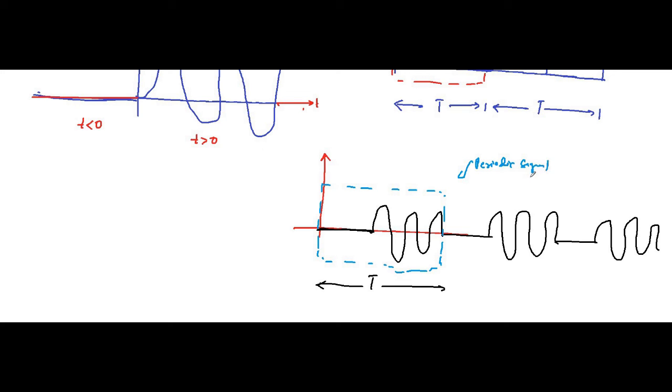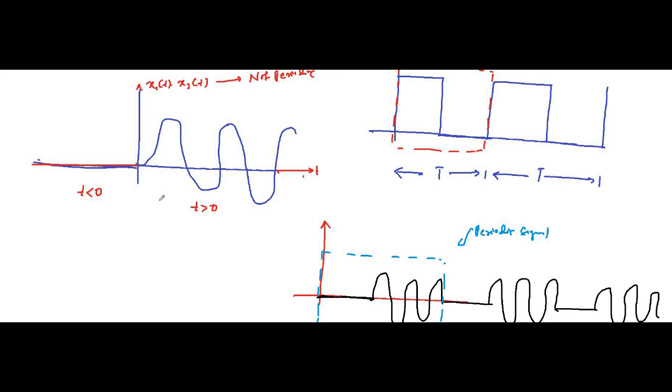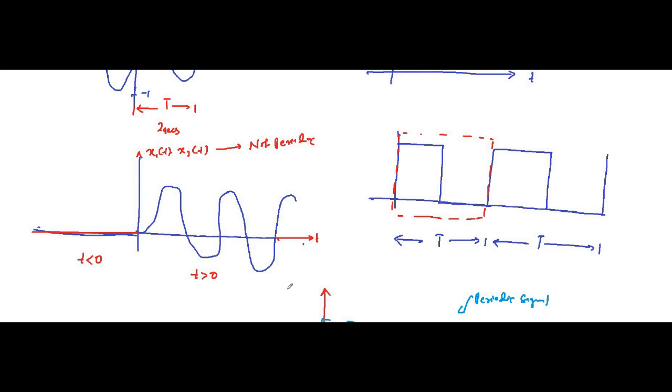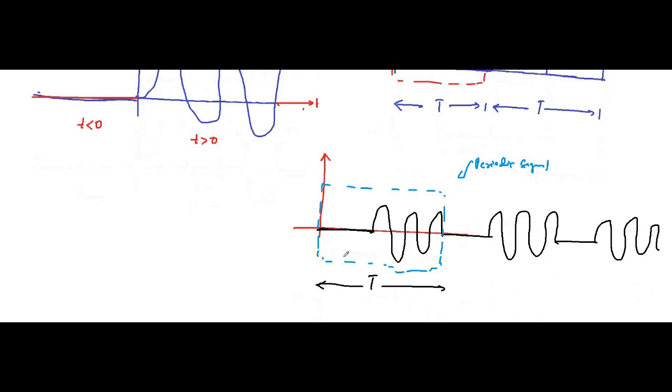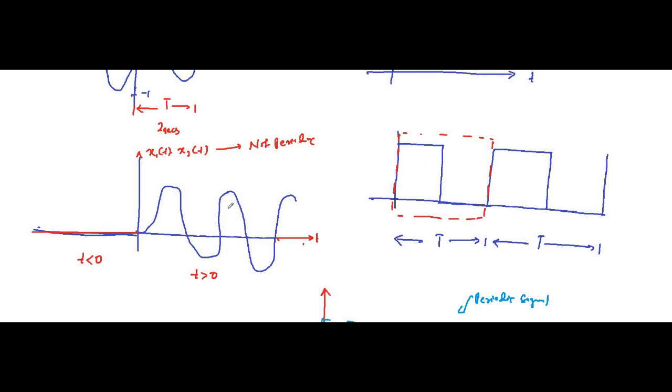But here it is not. No such pattern is repeated. For the negative time interval it is totally 0, and for the positive time interval it goes on indefinitely with the sinusoidal pattern. So nothing is repeated, and it is not a periodic signal. The earlier one is a periodic signal, but not this.